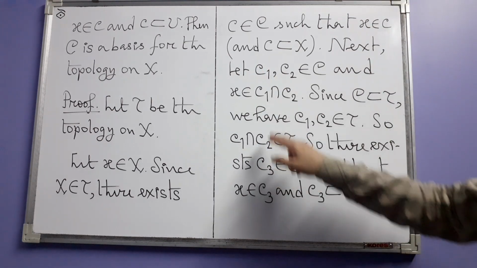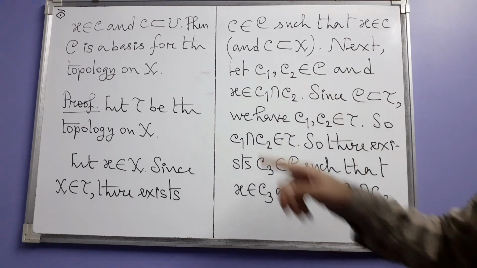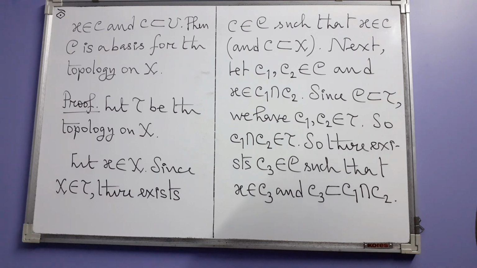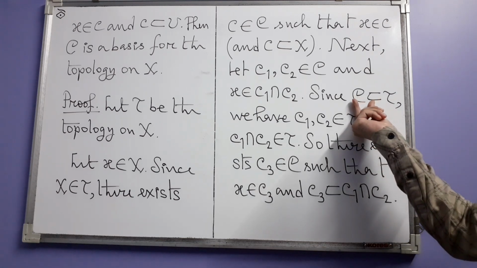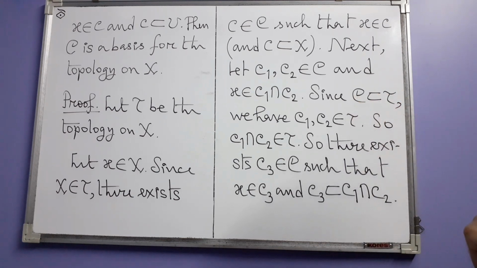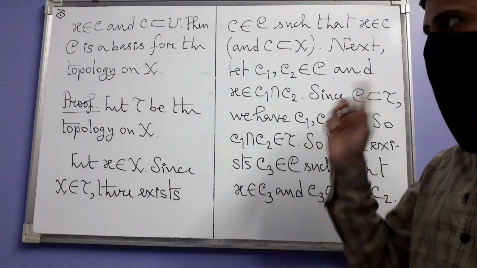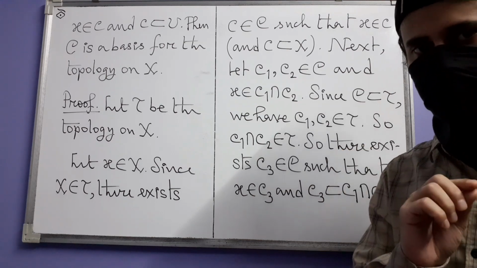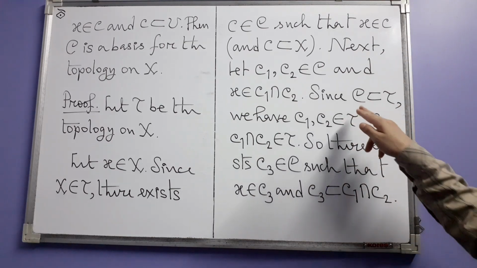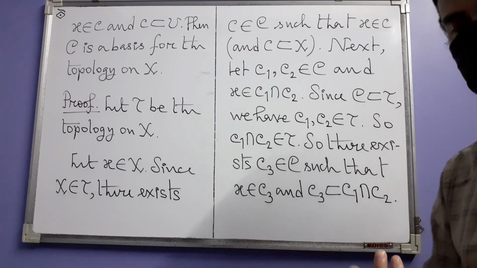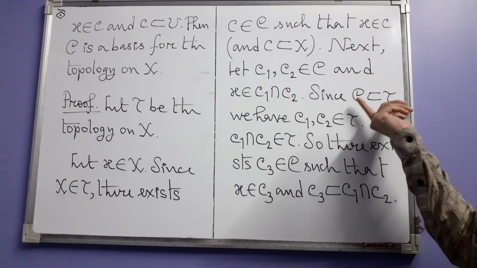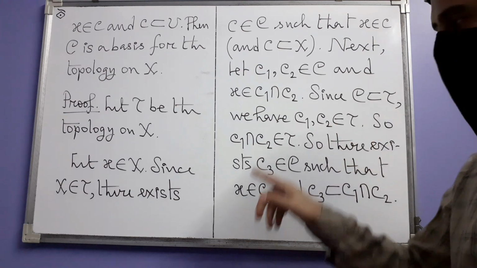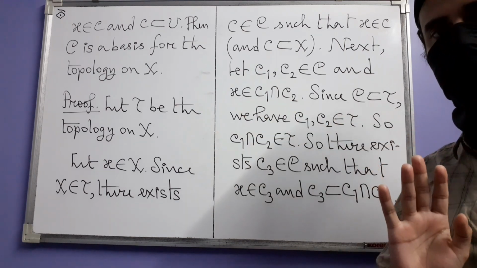For the second condition, we take two elements C1 and C2 in the collection C, and we take a point x in their intersection. Now note that the collection C is a subcollection of tau. Why? Because recall that C originally is given to be a collection of open sets. That means anything that we have in C is ultimately coming from tau. So we have this containment, and that is why these two elements of C are also there in the topology. That means C1 and C2 are open sets in X.